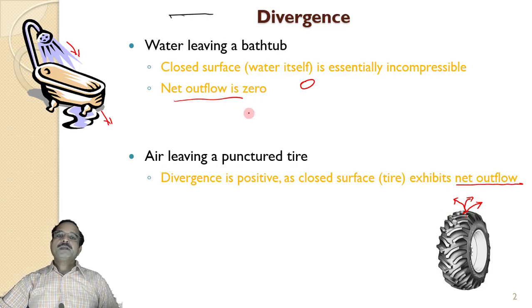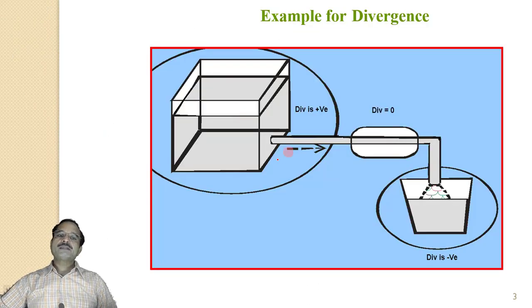Now in this subject, this concept of divergence we are going to apply for the electric fields and magnetic fields, and that's why we are going to study this. Let us see one more example.